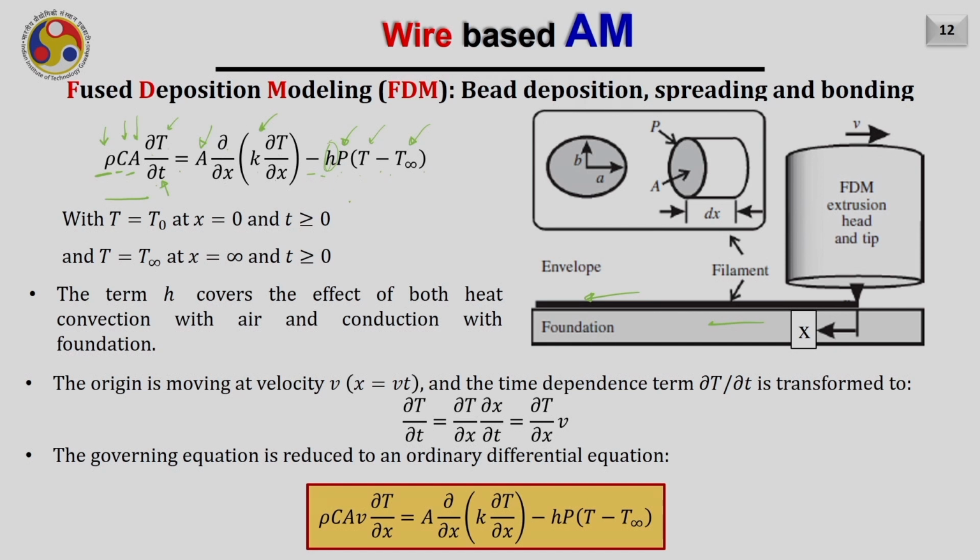So these are the boundary conditions it is subjected to. It says that T is equal to T naught at x equals 0, meaning at the point where the bead is deposited, which is 0, 0, where x is equal to 0, the temperature of the deposited bead is equal to T naught, and this T naught is nothing but the melt temperature.